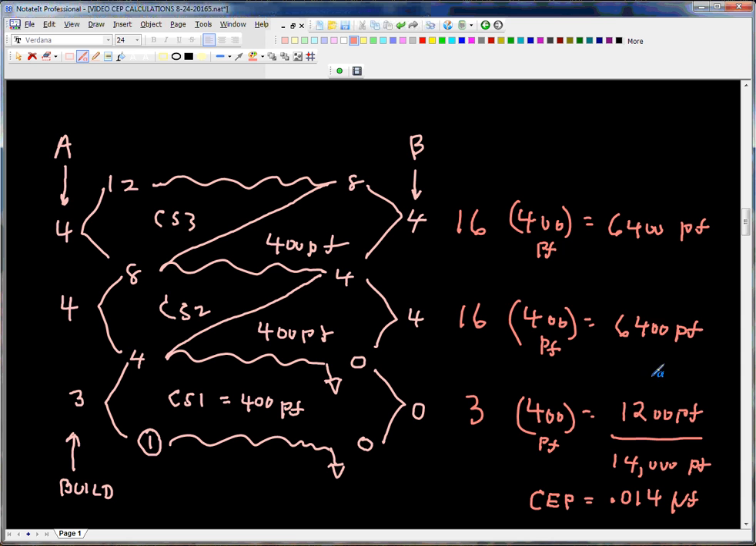What do we call these? We call this CEP1, CEP2, CEP3. This would normally be called CS1, well it is here as a matter of fact, CS2 and CS3. I'm just labeling them. And you could call this C multiplier.